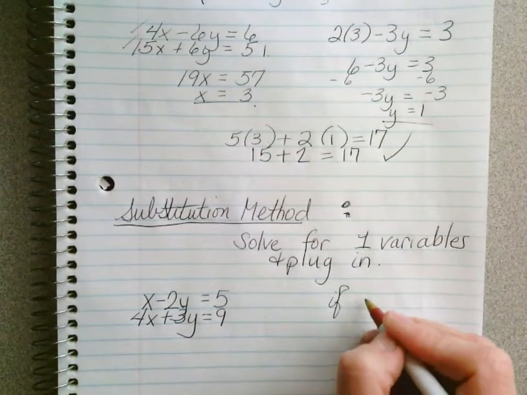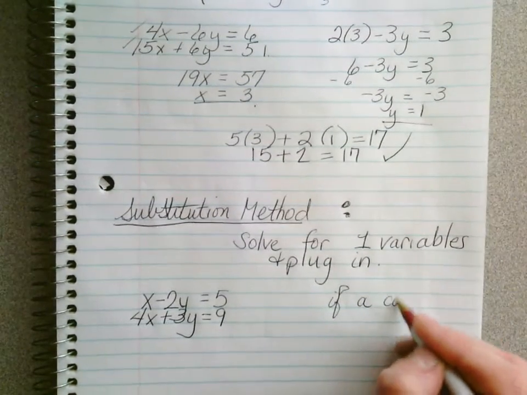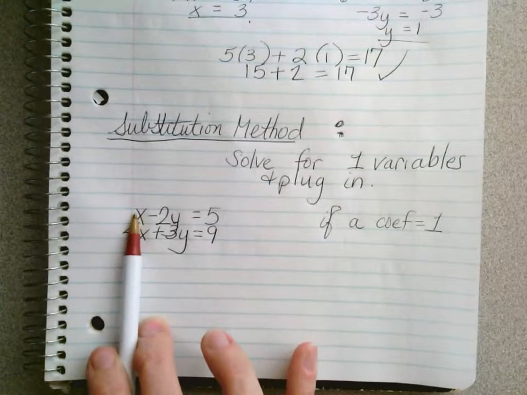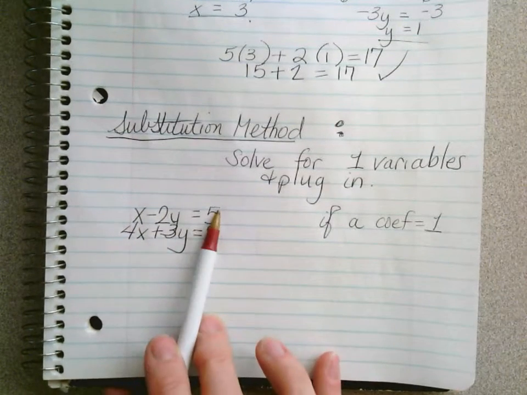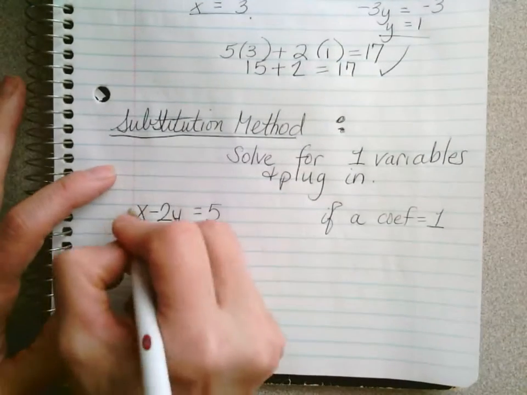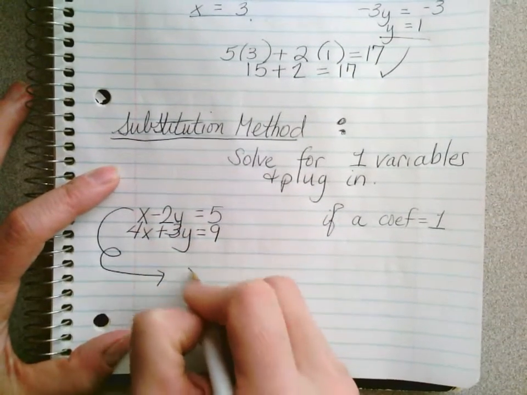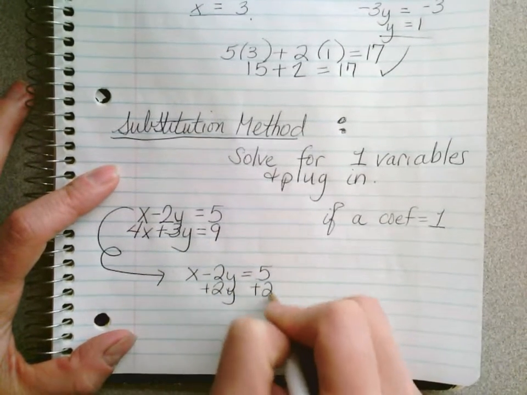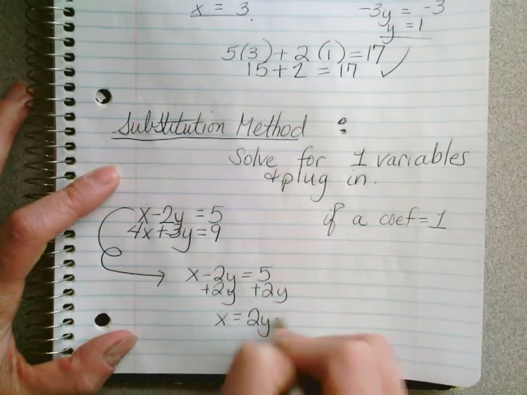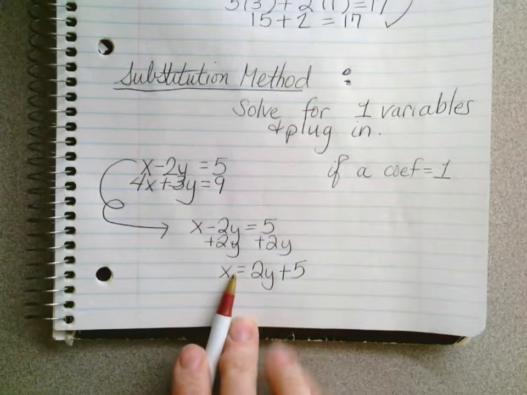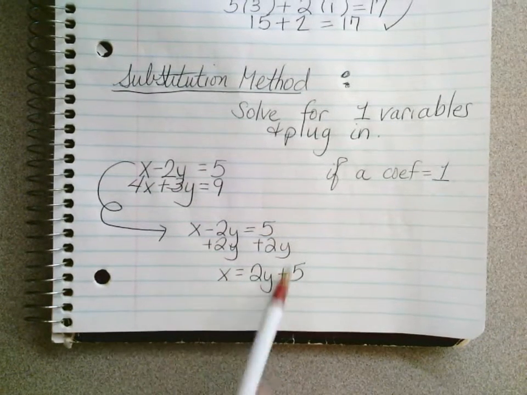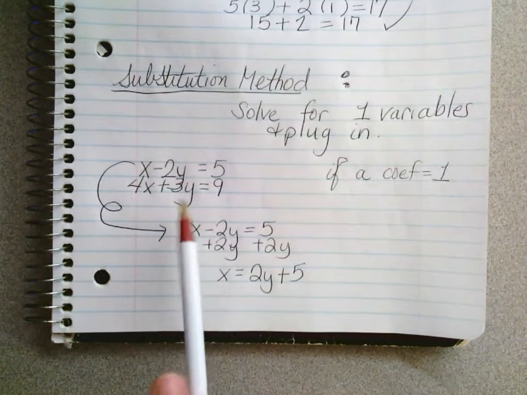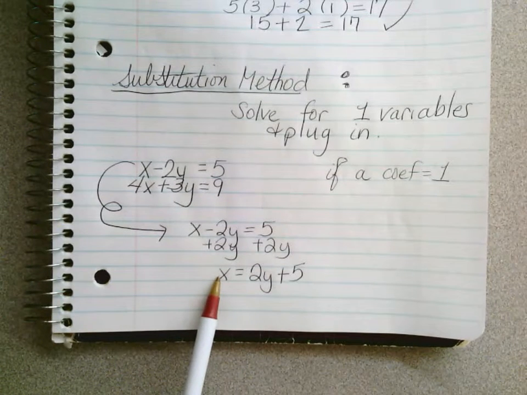This works really well if one of the coefficients is a 1 already. Notice that we have a 1x minus 2y is 5. If I take this first equation and solve it for x, it would look like this: x equals 2y plus 5. You see that? In the first equation, solving it for x gives me this.